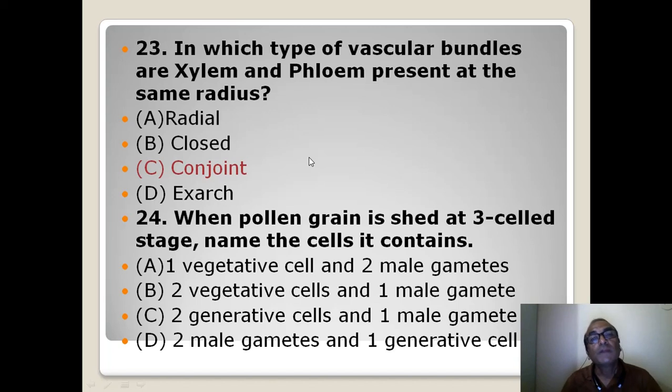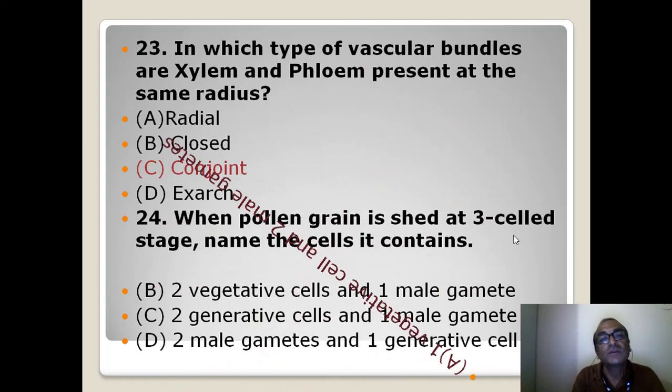Question number 24. When pollen grain is shed at the 3-celled stage, name the cells it contains. That pollen grain contains one vegetative cell or the tube cell, right? And two gamete cells, that is male gametes formed by the generative cell. Division of the generative cell produces two male gametes, and the one other cell is the vegetative cell. So therefore, option A will be the right answer here.